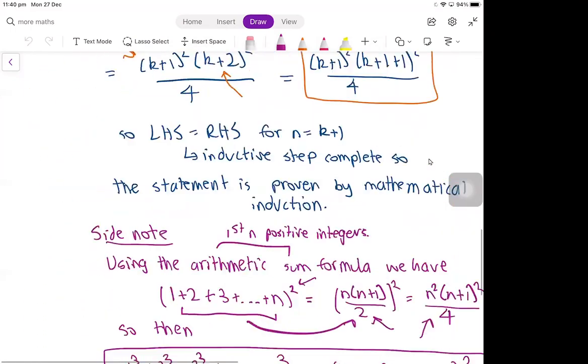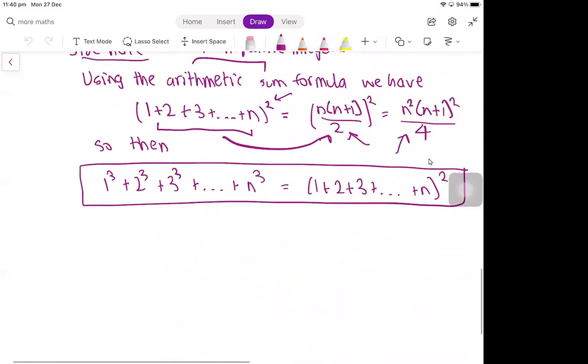So this means you can write the sum of the first n cube numbers as the sum of the first n whole numbers and then squared. So this is another formula for the sum of the first n cube numbers.